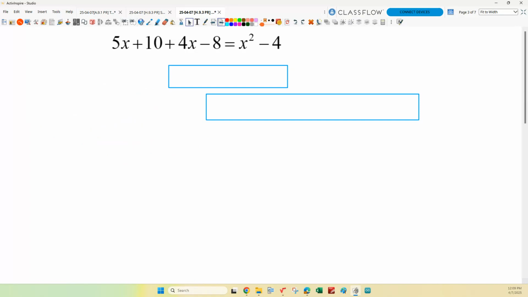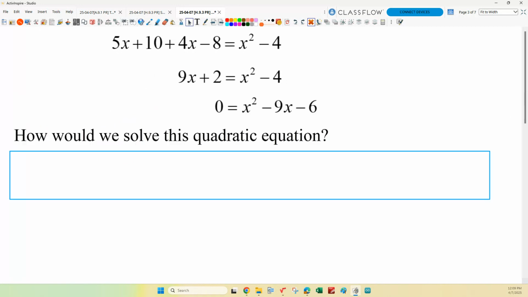Collect like terms? Yeah, okay, so on the left. Where am I going to push stuff, left or right? To the right, good. I want a positive. We push it to the right.